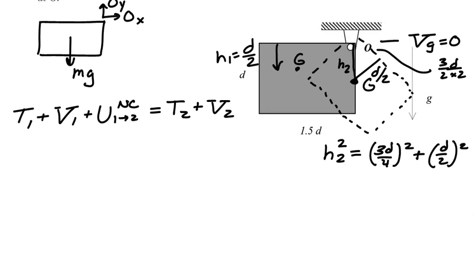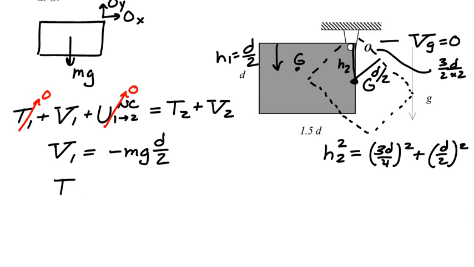In this case, I know the system's released from rest, so T1 is going to go to 0. I've also noted that no forces contribute non-conservative work, so the third term will go to 0 as well. I can now find the remaining terms. So V1, the center of mass is initially a distance d over 2 below, so this is minus m times g times h1, which is d over 2.